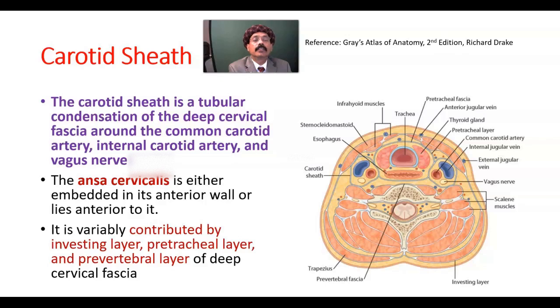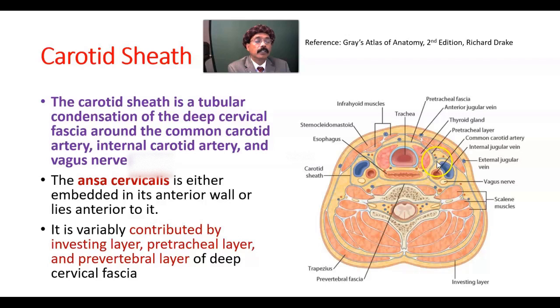Dewan S. Raja. Today I will discuss the anatomy of the carotid sheath. What is the carotid sheath? This is a tubular condensation of the deep cervical fascia around the common carotid artery, internal carotid artery, and vagus nerve. So this is the carotid sheath.